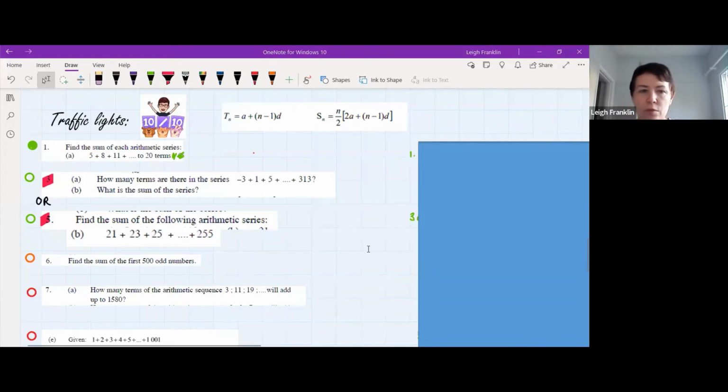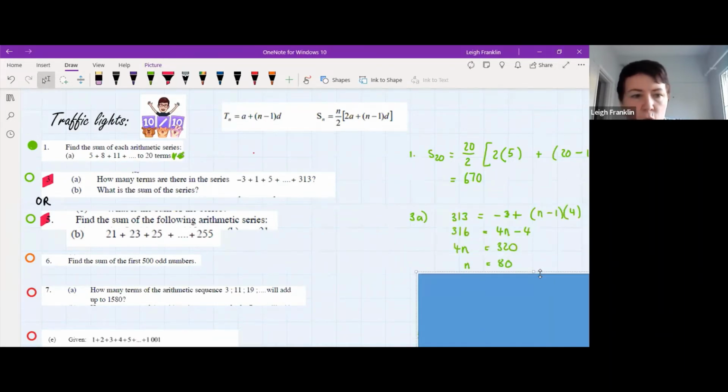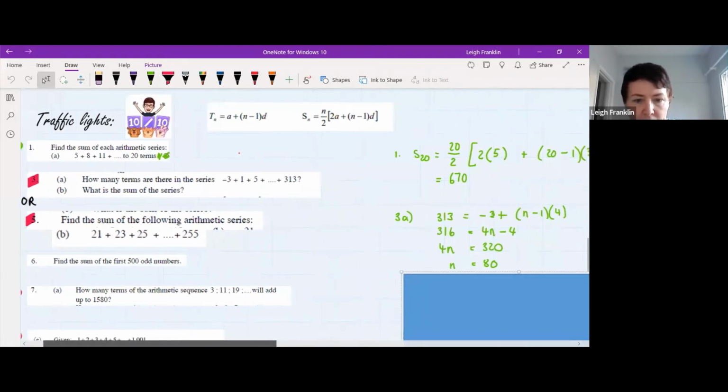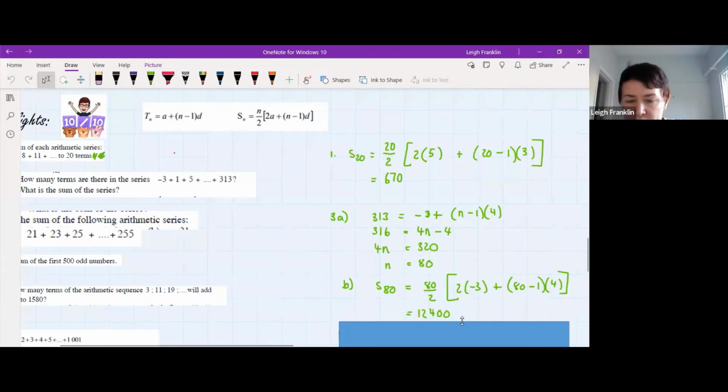Okay, good job. So let's go and have a look at the answers. I hope I haven't made any mistakes. I'm just going to pull this down. Okay, so here is 3A. If you did question 3, here is the answer to 3A. There were 80 terms in the pattern. Then if you did 3B, there's the answer there, 12,400. So whoever did 3A and B, is that okay? Is it making sense? Did you get it right?